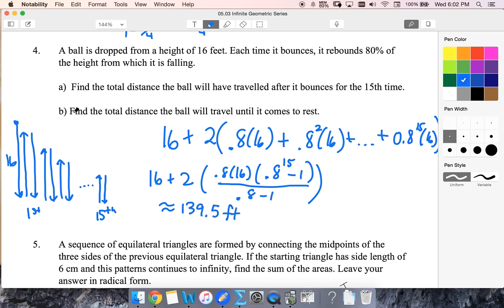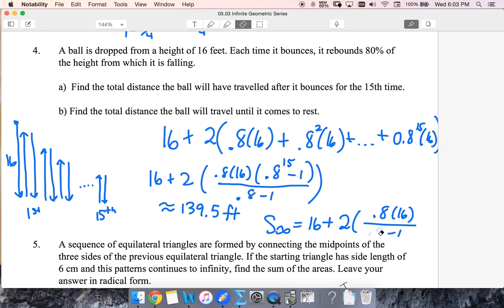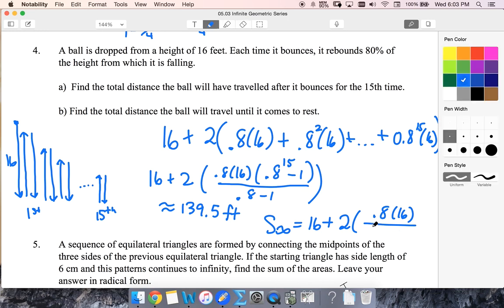Okay, the total distance it will travel until it comes to rest. So this is until it comes to rest. Well, we're bouncing infinitely many times until we essentially are adding 0. So I'm going to keep adding 16, so my sum to infinity, 16 plus twice, and now I'm going to do my same calculation, U1, 0.8 times 16 over 0.8 minus 1. Sorry, if I'm going to do my sum to infinity, I'm going to do 1 minus 0.8.